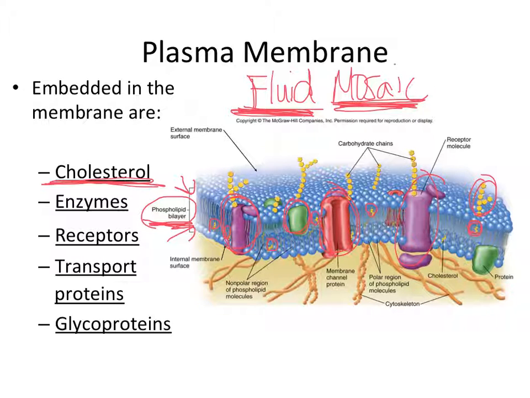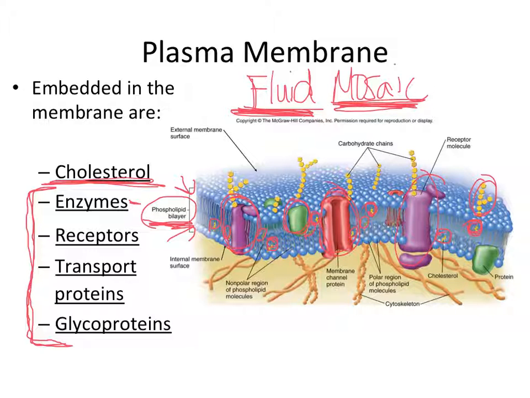It strengthens the plasma membrane. You can think of the cholesterol as little pieces of superglue that are spread throughout the plasma membrane, and it anchors and holds all these phospholipids in place and keeps them attached and together. Now the rest of the structures listed here, the enzymes, receptors, transport proteins, and glycoproteins, all of these are different types of proteins that are going to play a role in the functioning of the cell.